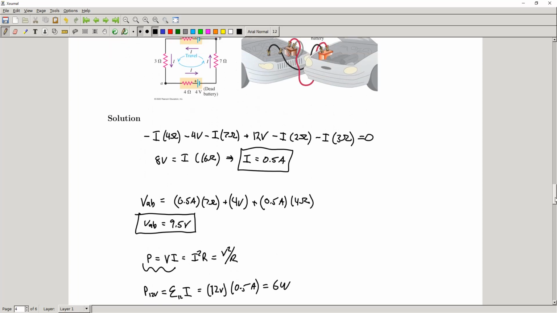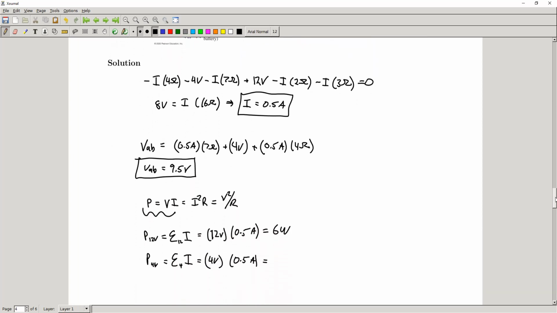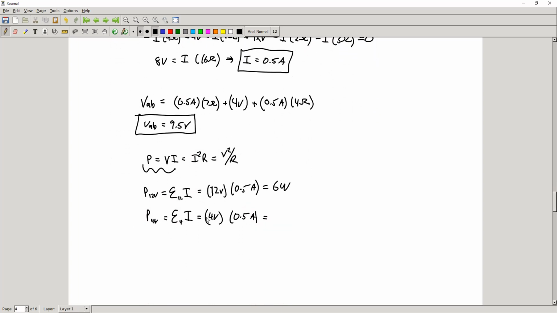Take a look at what's happening here in the current flow through the dead battery, right? We have current flowing in this direction, so we have current flowing from high to low potential, right? Because the current is flowing in this direction, going from high to low potential, we actually have a negative potential across that battery. So this should have a minus sign. Careful with that. And so really what we have is a minus 2 watt power output.